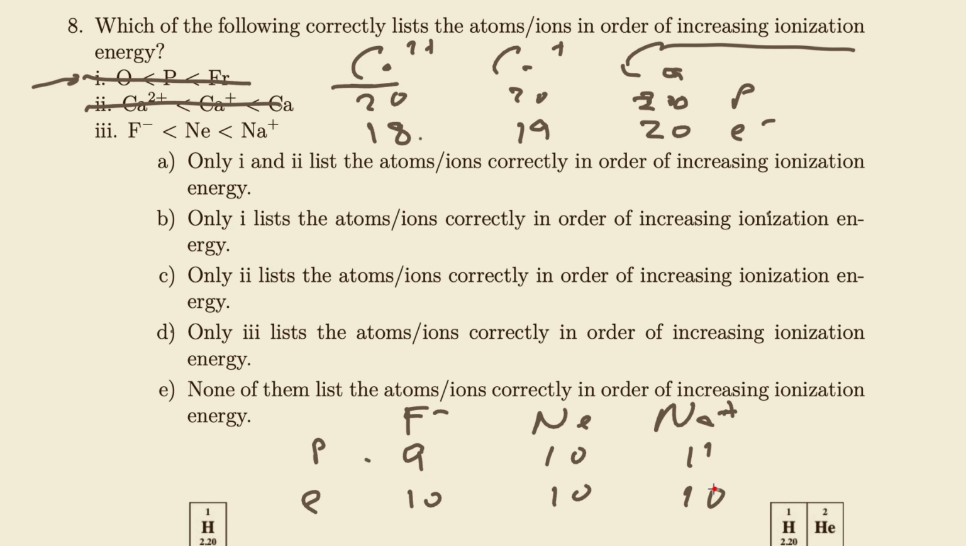And so the more protons would give you the stronger interaction, higher ionization energy. The sodium plus should have the highest ionization energy, and the fluoride ion, the fewest number of protons, would have the lowest ionization energy. And so III is listed correctly.